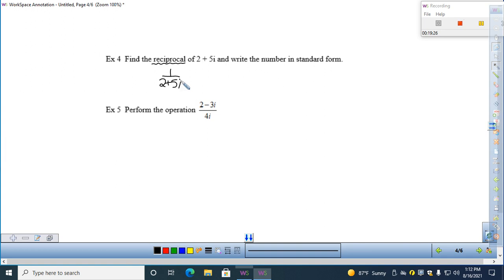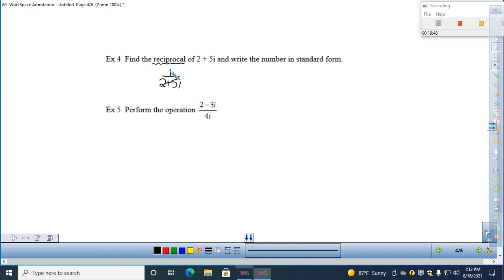We need to represent this in a more conventional manner, and so that's what we're going to do. We're going to change this from 1 over 2 plus 5i into its a plus bi form. I'm not actually doing the operation of how many times 2 plus 5i goes into 1. What I'm going to do is concentrate on eliminating i in the denominator, and by default, it will perform the operation.